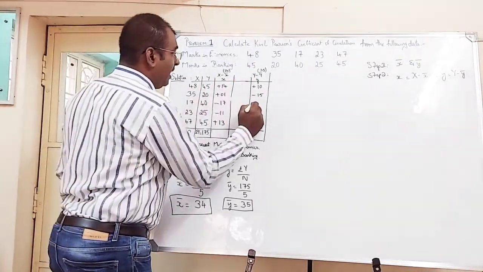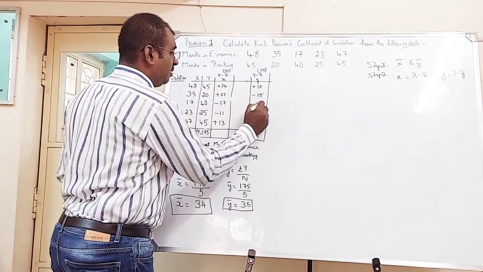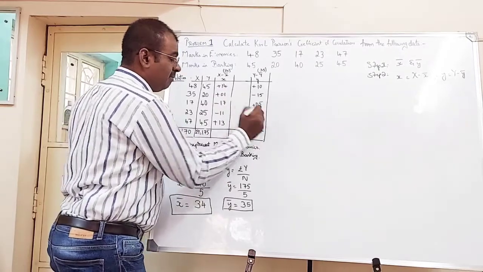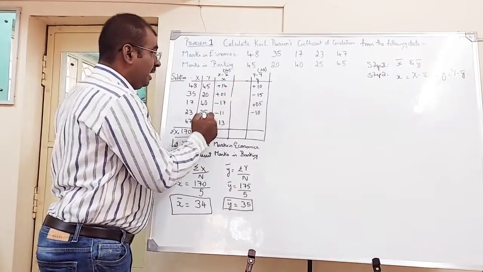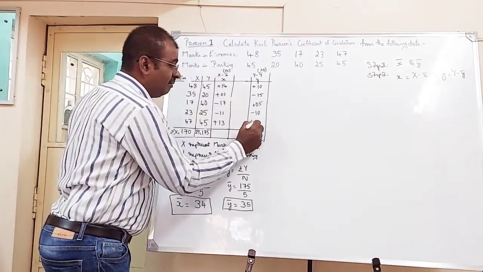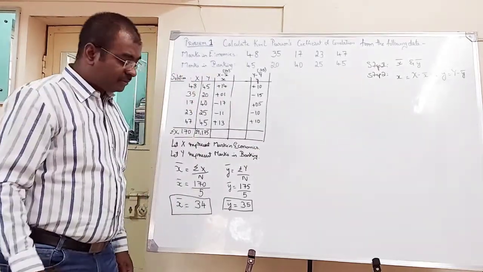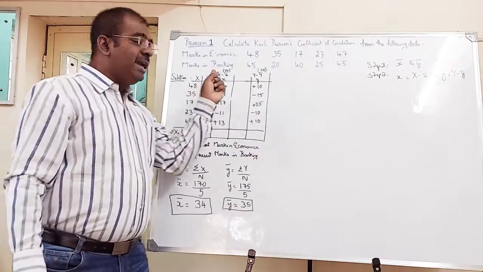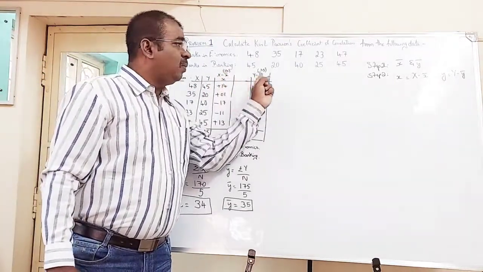40 minus 35 is plus 5. 25 minus 35 is minus 10. And 45 minus 35 is plus 10. So we have completed step number 2 here, that is taking deviations of x from x bar and y from y bar.